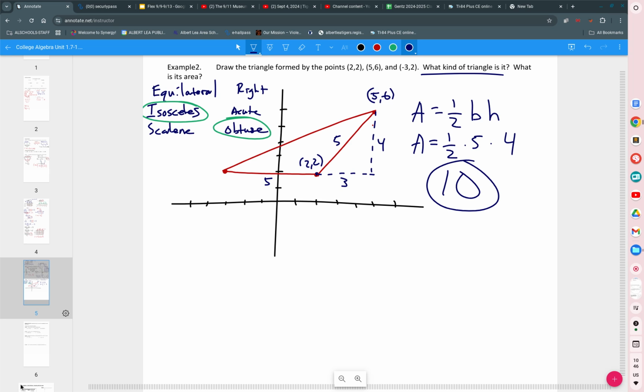All of a sudden we took what was a complicated problem with just drawing a right triangle off the side. We made it super easy. Pretty efficient? Yes. Good.